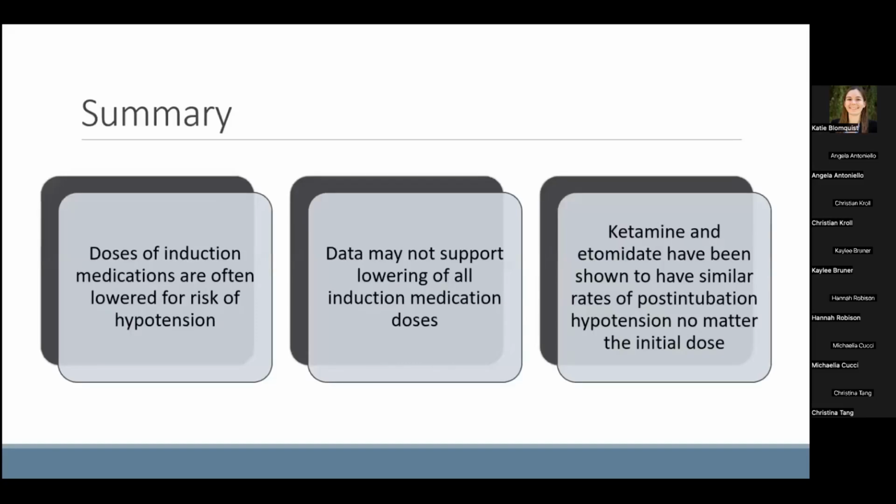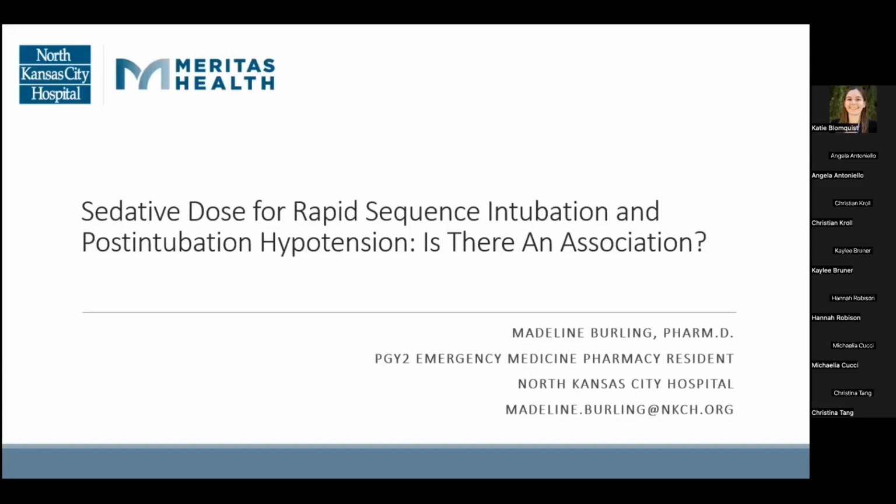In summary, the doses of induction medications are often decreased for risk of hypotension in those hemodynamically unstable patients. Data may not support lowering all induction medication doses. Ketamine and etomidate have shown similar rates of post-intubation hypotension no matter the initial dose, especially in this article. What questions do you have for me?